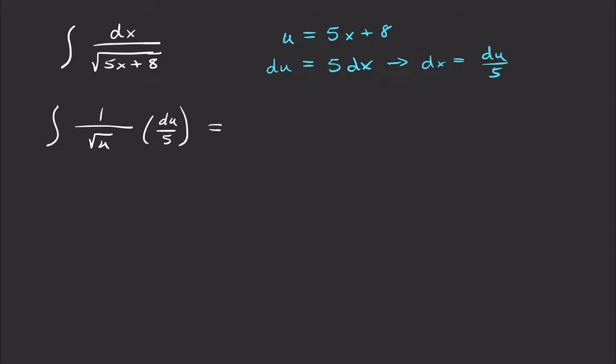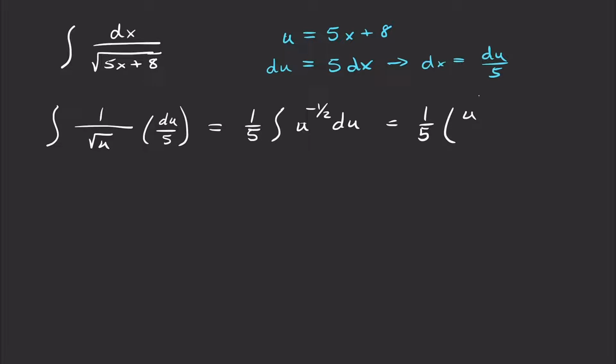So we can rewrite this. We can bring our 1/5 out front, and this is the integral. We're going to bring our square root of u to the top, so it's going to be u to the minus 1/2 power du. And now we can just use our rules. So this is 1/5.